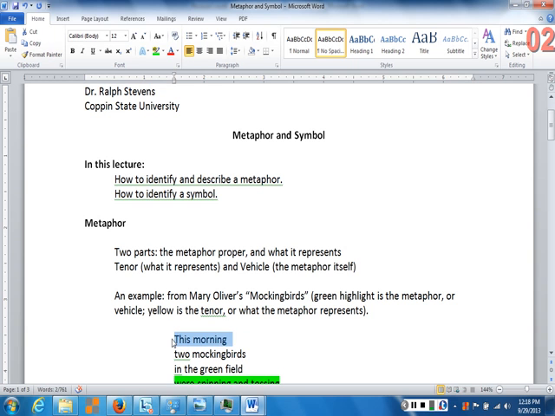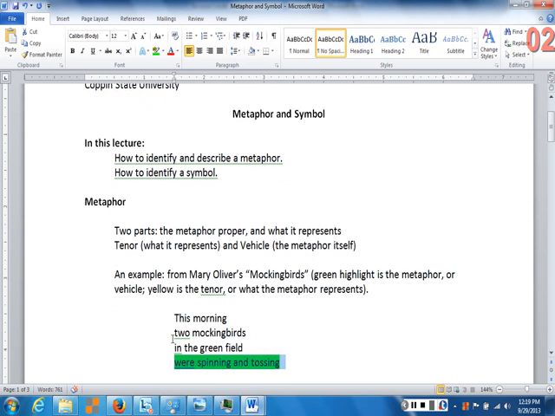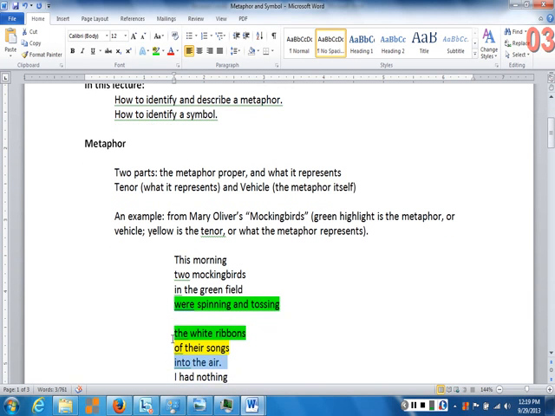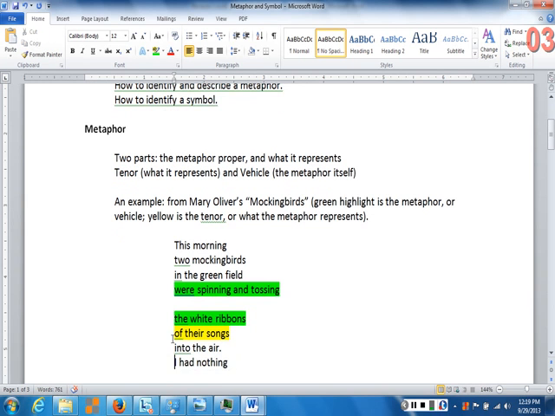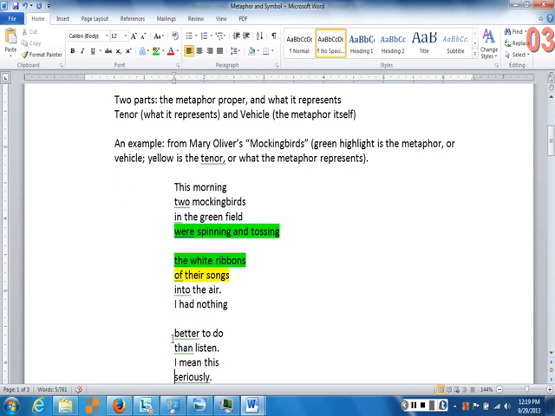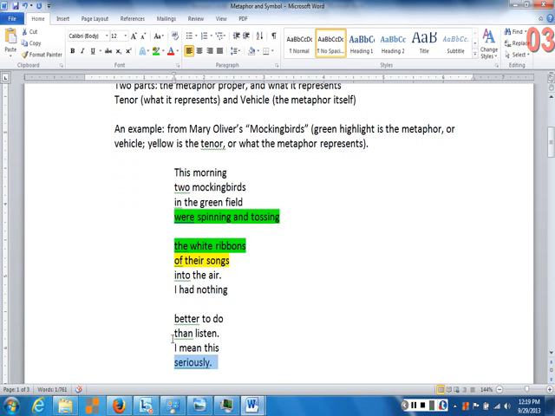This morning, two mockingbirds in the green field were spinning and tossing the white ribbons of their songs into the air. I had nothing better to do than listen. I mean this seriously. All right? This morning, two mockingbirds in the green field were spinning and tossing the white ribbons of their songs into the air. I had nothing better to do than listen.